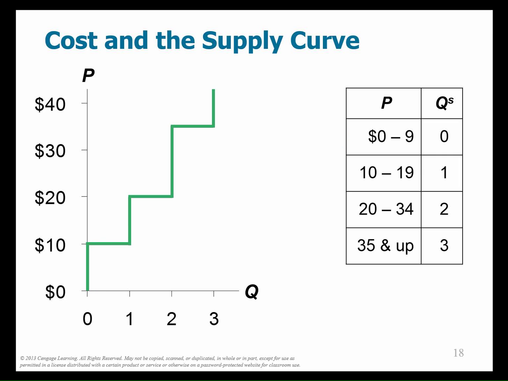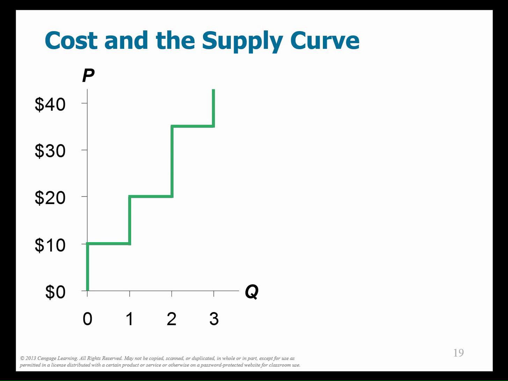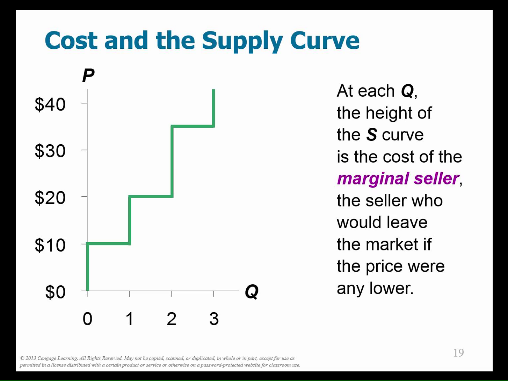But then at 10, one person jumps out and supplies. And then at 20, now there are two people who are supplying it. And at 35, then the third person joins them. All right? So I want you to think about this as the willingness to sell.